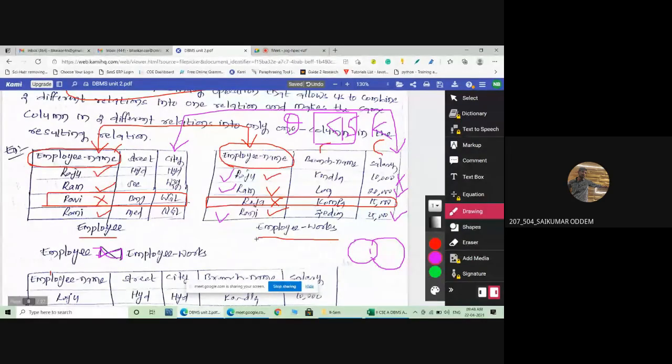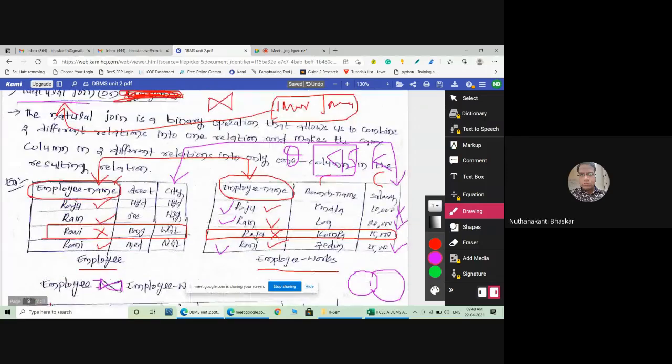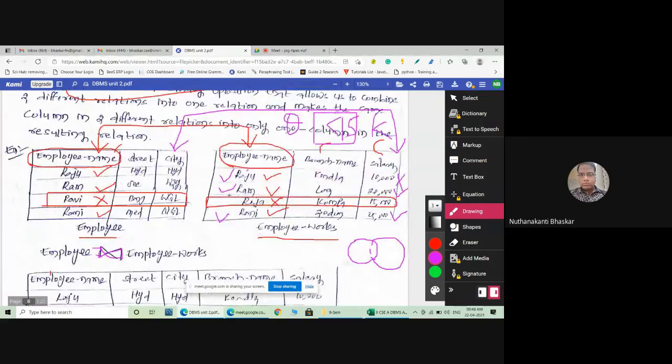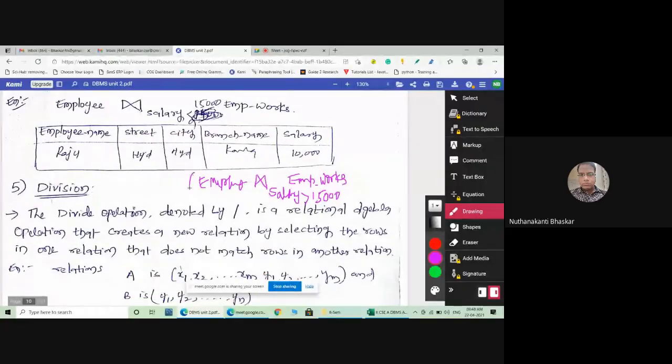Yes, sir. All of you clear this? Now in that I want only the city. It will come out with all the records, but I want only the city as well as salary of that employee. So what will we write externally? Pi of city and salary.